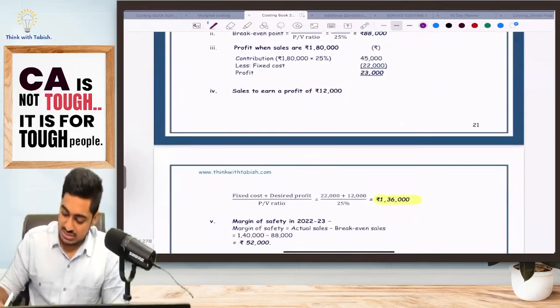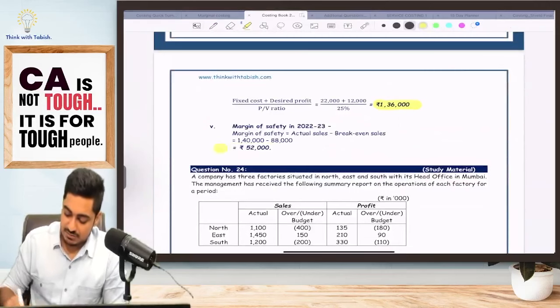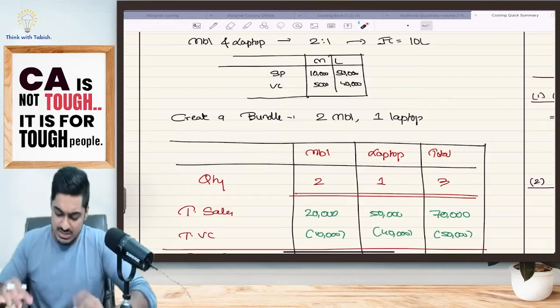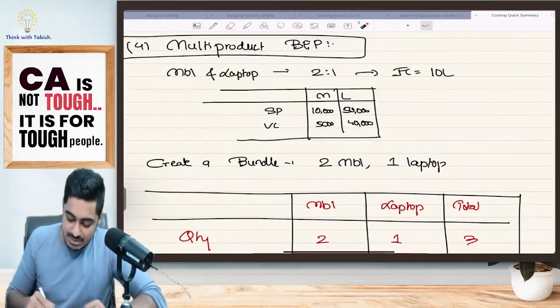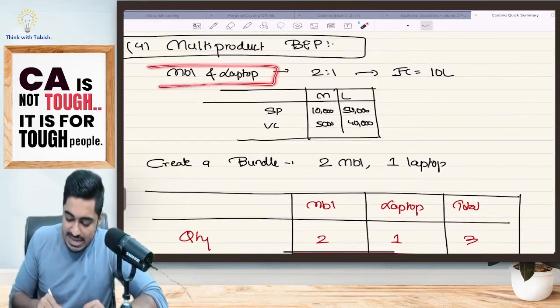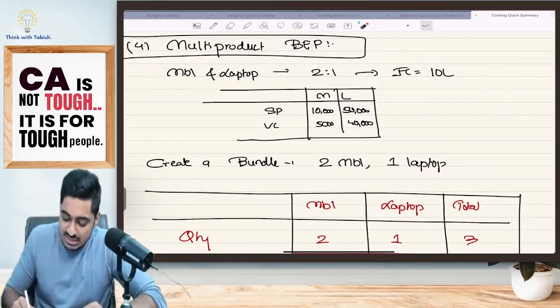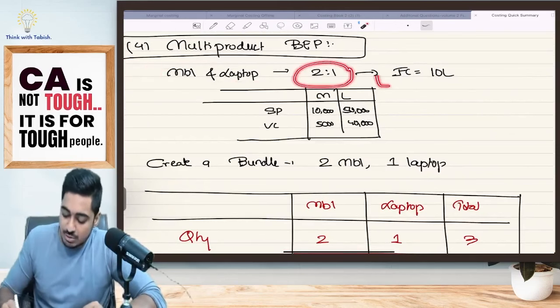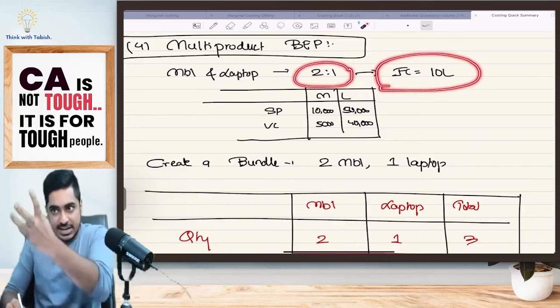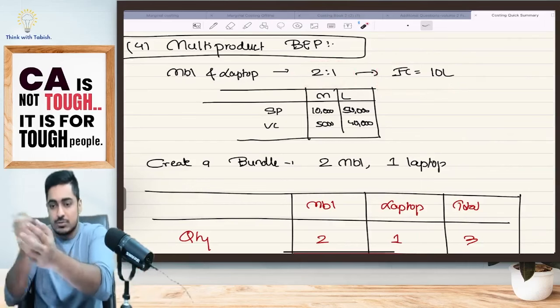Obviously, I'm not showing you guys the presentation, but the answer, I have done everything. Is sufficient. So pay attention. I'm keeping the same example. I am manufacturing mobile as well as laptop. In which ratio I'm selling, sir? 2:1. What is my total fixed cost? 10 lakh. That means this 10 lakh fixed cost has to be recovered from mobile also, from laptop.